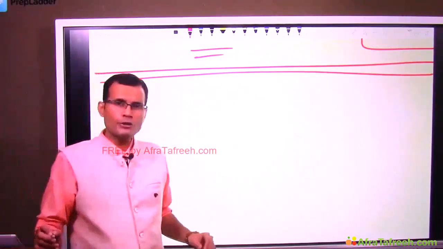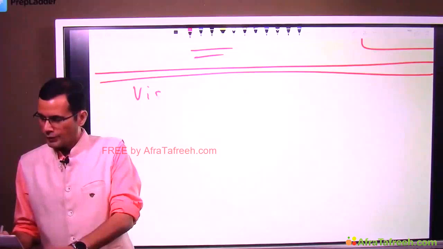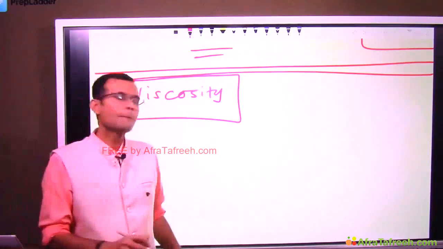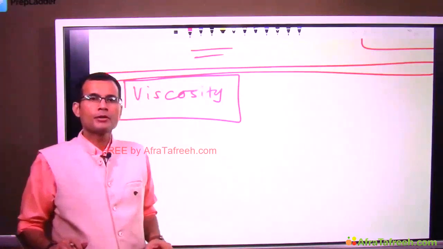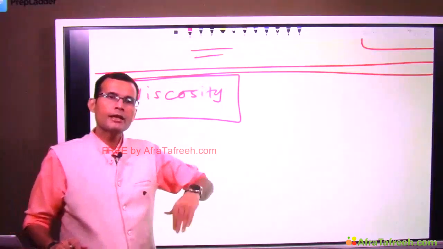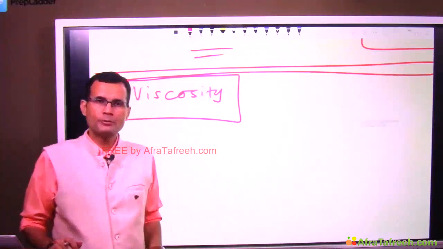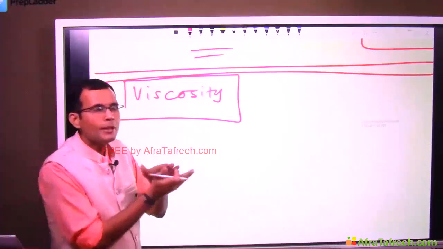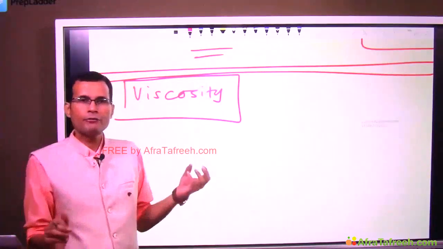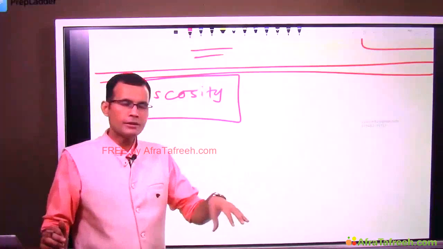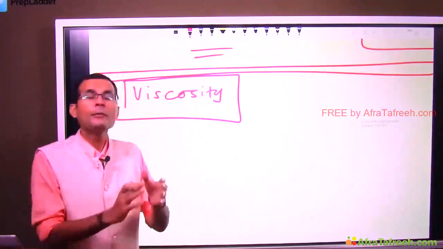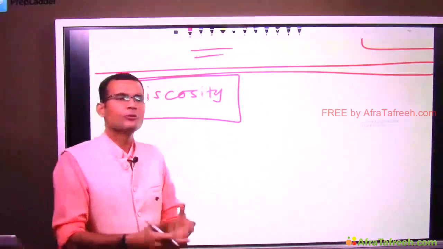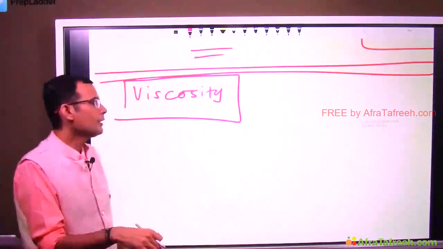Since we have mentioned viscosity, let's also say something about viscosity. Viscosity is measured in relative terms as well as absolute terms. What is viscosity? Viscosity is about the slipperiness of a fluid. Thick fluids have more viscosity, thin fluids will have less viscosity. I mean, slipperiness will be more in the thinner fluids. I'll make a correction in that statement.